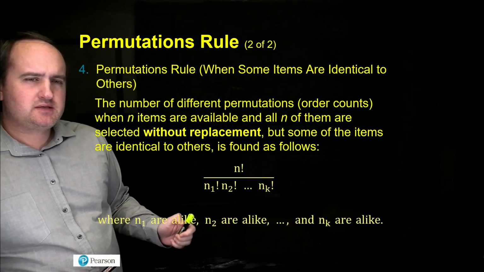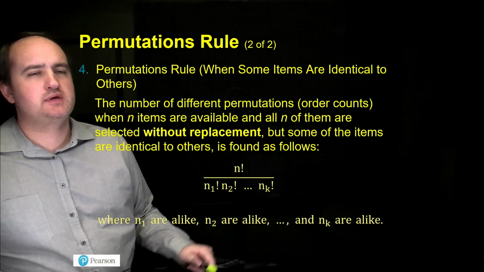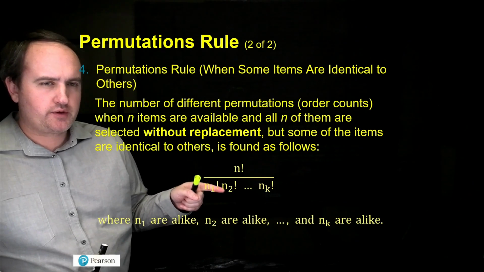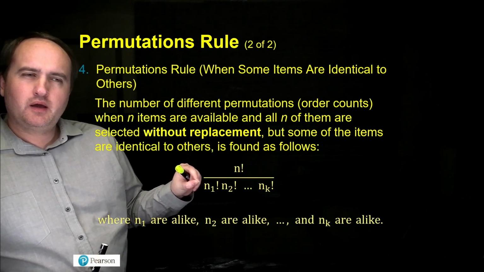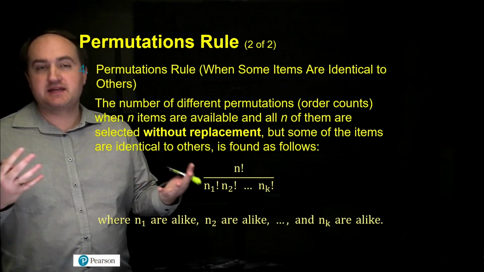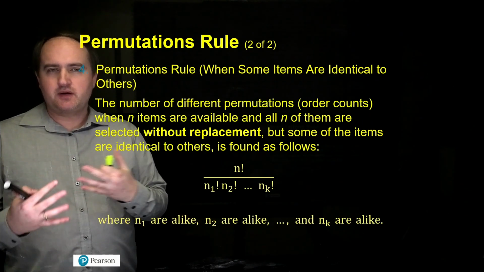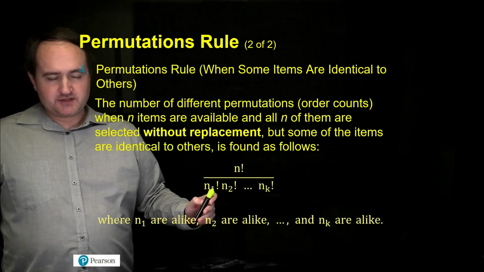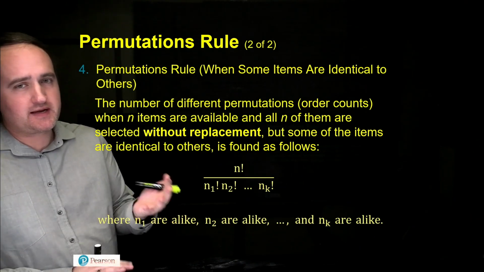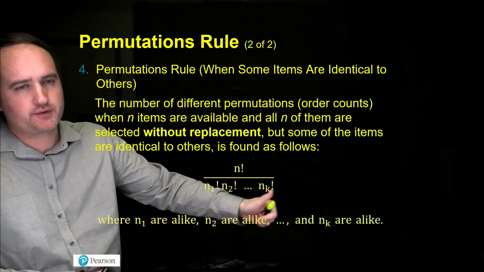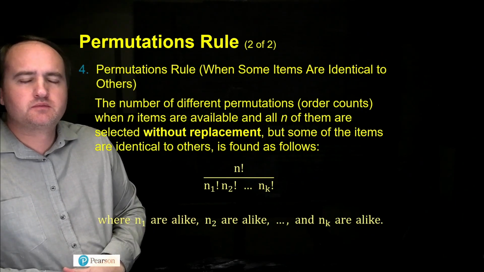but what it means is n1 would be alike, n2 would be alike, nk would be alike. So each of these factorials on the bottom would just be if some of the items are identical that we're arranging, then because they're identical, we have to divide by the ordering of those identical items. So that's what those factorials are on the bottom. So we're going to see 2 examples of this.